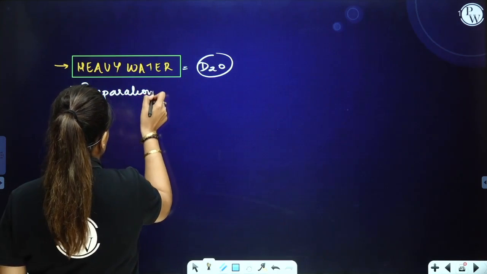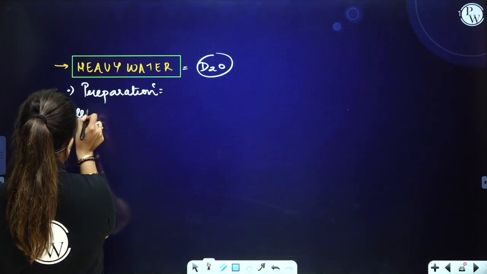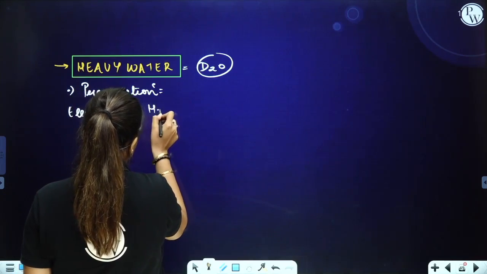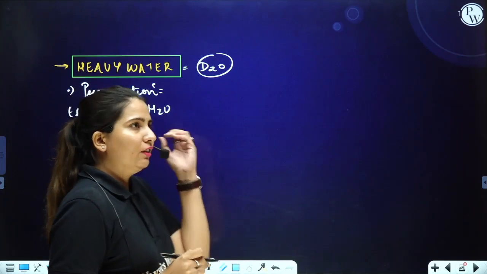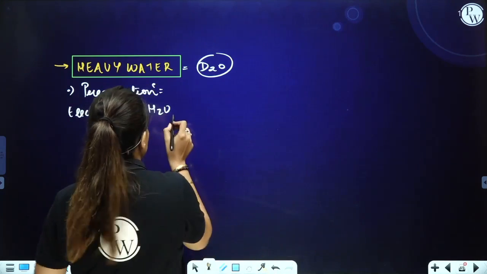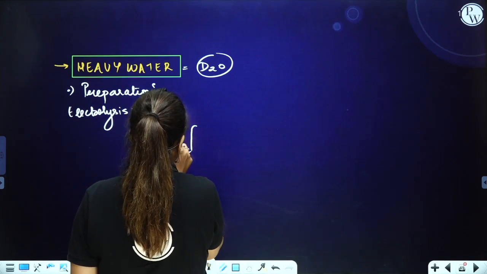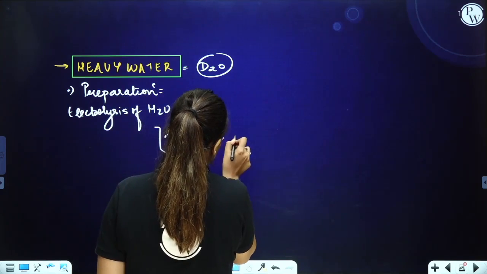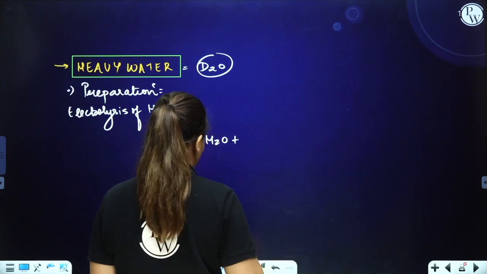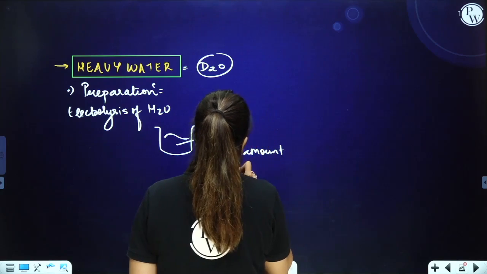First of all, preparation. So when we discuss the preparation of D2O, whenever we see the electrolysis of water, what is happening is, a very slight amount of D2O is always associated with water. Like H2O also contains this mixture, this respective mixture always contains water plus a trace amount, a very small amount, of D2O.